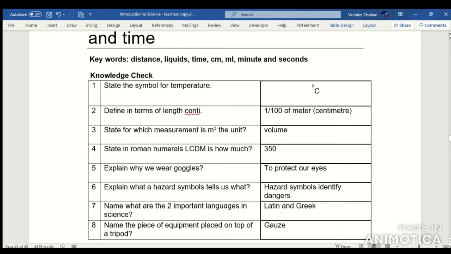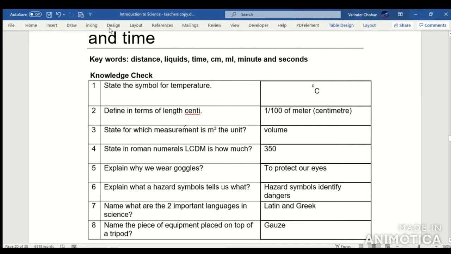Answers to the first knowledge check. Question 1, degree centigrade. Question 2, centi is 1/100th of a meter. Question 3, the units m cubed are volume. Question 4, LCDM is 350. Question number 5, we wear goggles to protect our eyes.